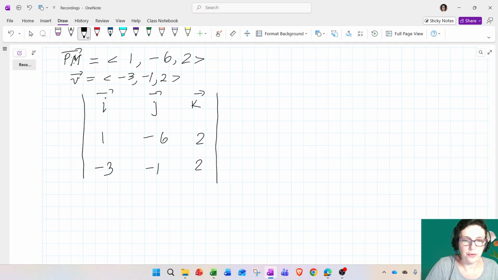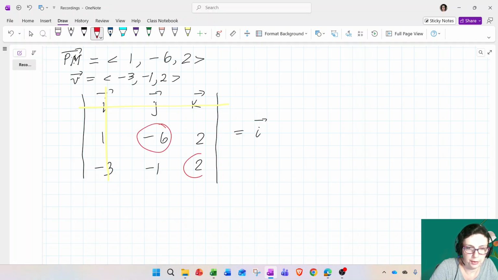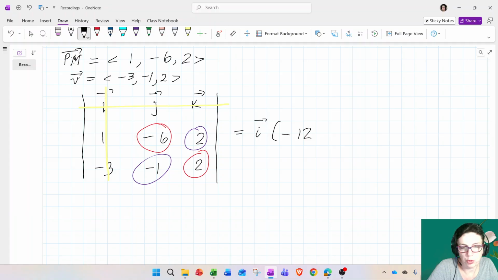Okay, so how do we find the cross product? First of all, we start with the i-th component. This is where we're going to cross out the row and the column where i is, and we're going to get this little matrix. So we're going to multiply the diagonal elements and subtract the product of the other two. So this is going to be -12, subtract -2, which is +2.